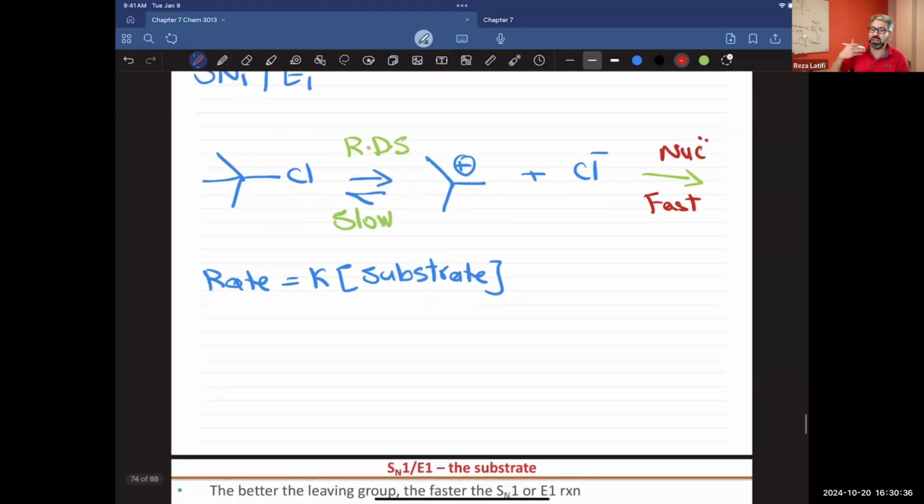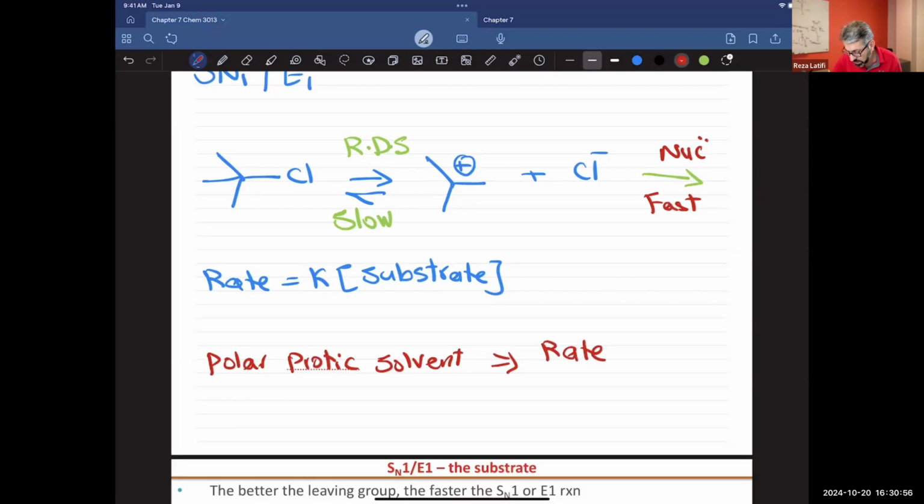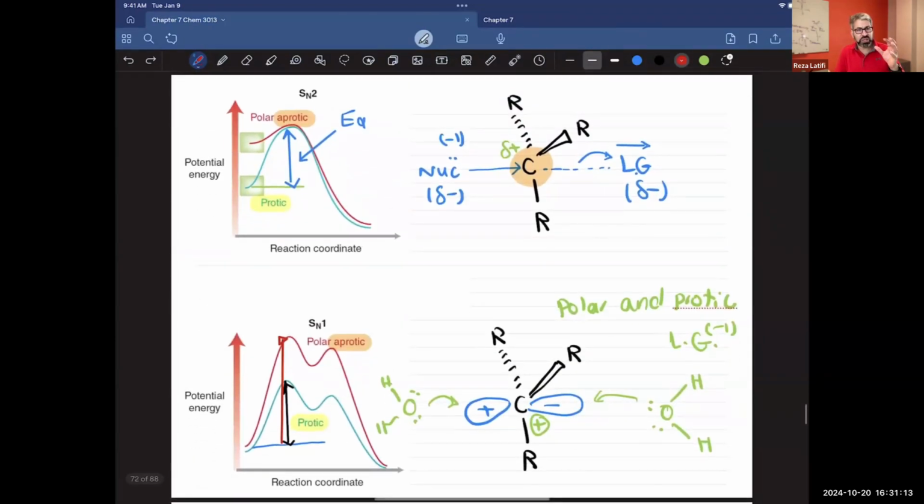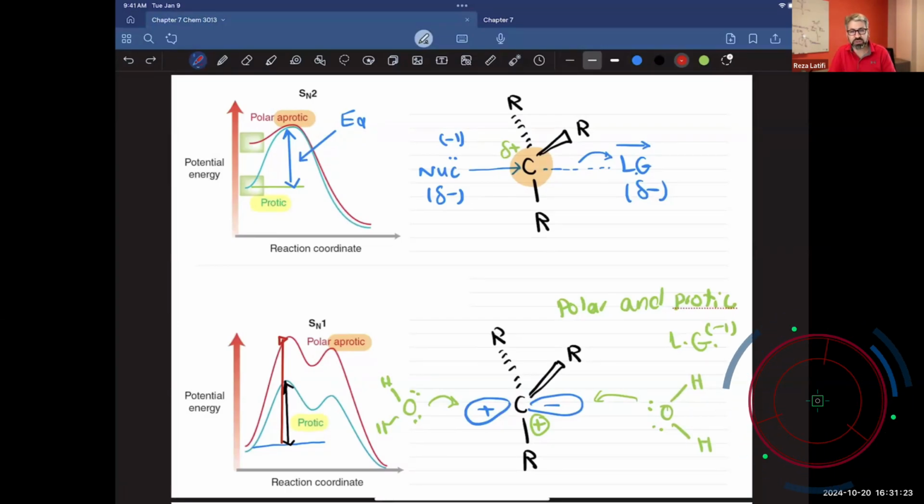And because I'm adding the nucleophile in a faster step, a polar protic solvent will not drop the rate of the reaction. That's not going to happen. The rate of reaction will not go down, because you are adding the nucleophile in a step that is fast enough. And this is the main difference between the SN2 reaction and SN1, in terms of polar protic solvent. I'm going to stop the lecture here, and thank you very much.